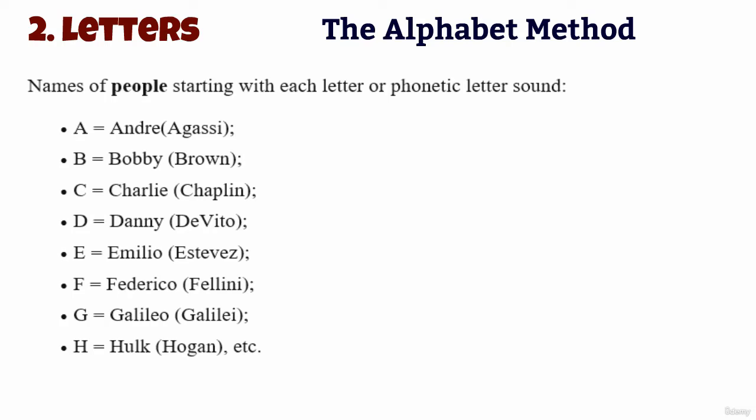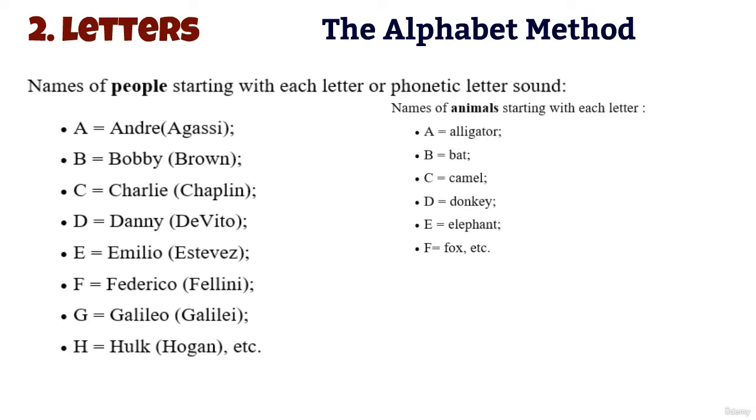A. Andre Agassi. B. Bobby Brown. C. Charlie Chaplin. D. Danny DeVito. E. Emilio Estevez. F. Federico Fellini. G. Galileo Galilei. H. Hulk Hogan, and so on. Names of animals starting with each letter. A. Alligator. B. Bat. C. Camel. D. Donkey. E. Elephant. F. Fox, and so on.